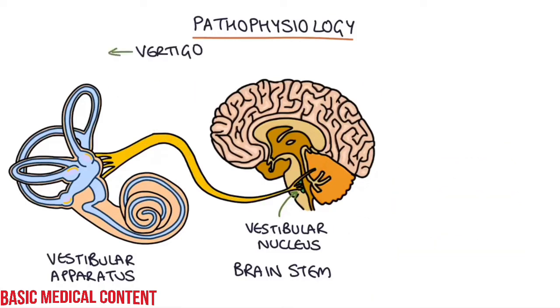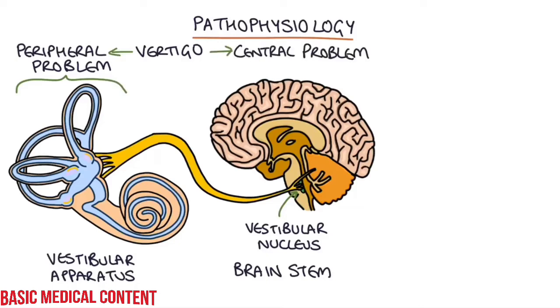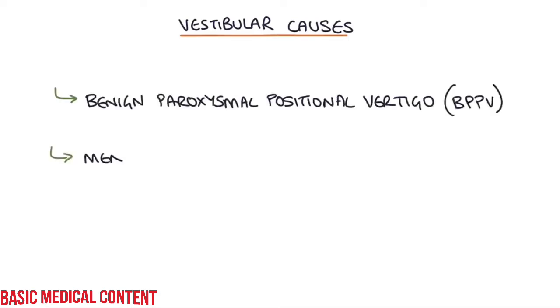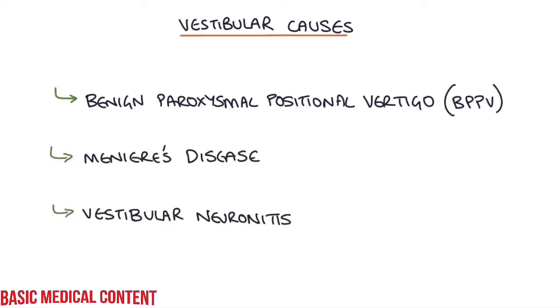Vertigo can be caused by either a peripheral problem, usually affecting the vestibular system, or by a central problem, usually affecting the brainstem or the cerebellum. So first let's talk about vestibular problems. And there's a number of vestibular causes of vertigo. The 3 most common causes to be familiar with are benign paroxysmal positional vertigo, Meniere's disease, and vestibular neuronitis.